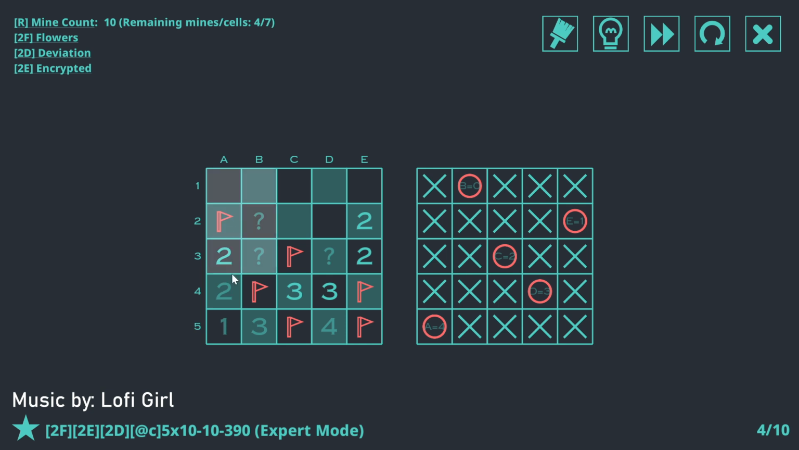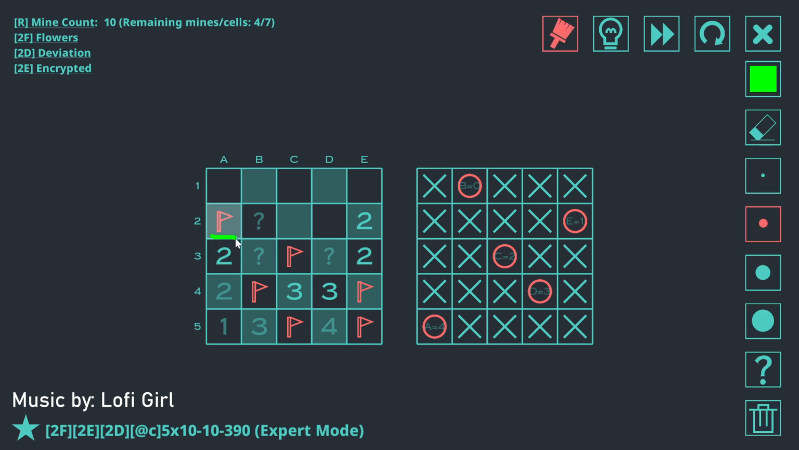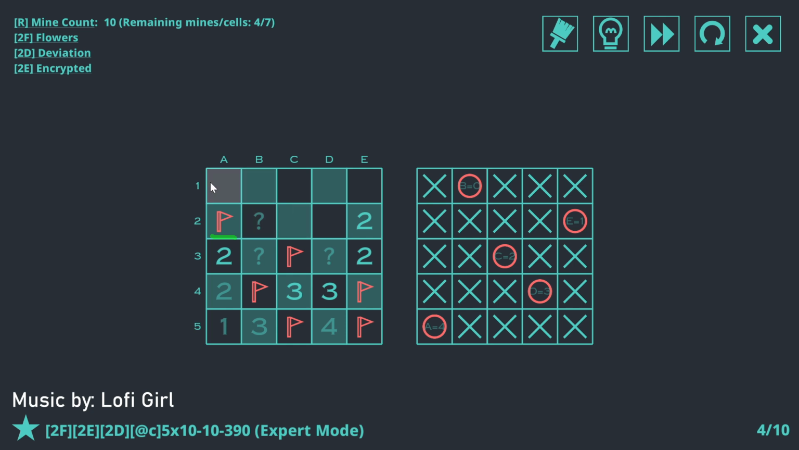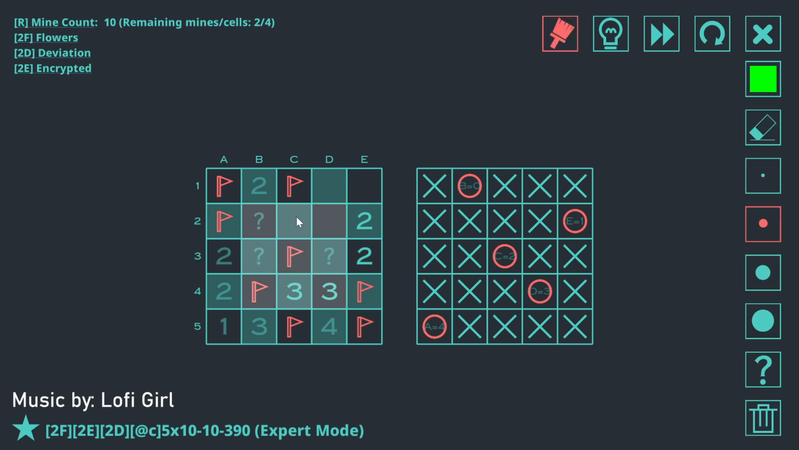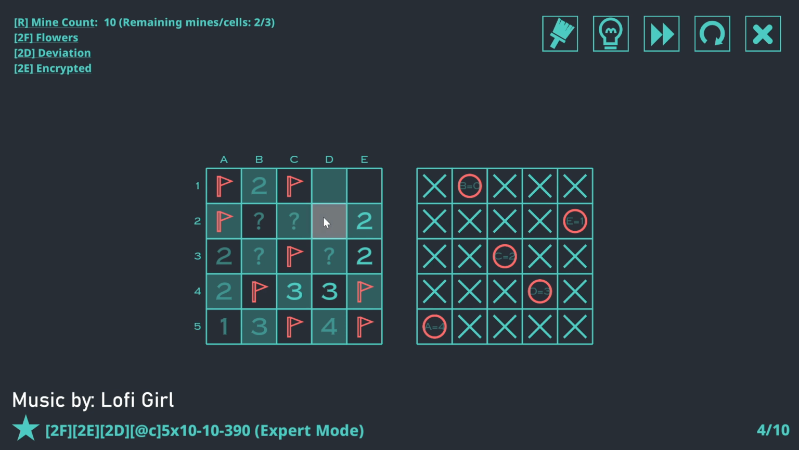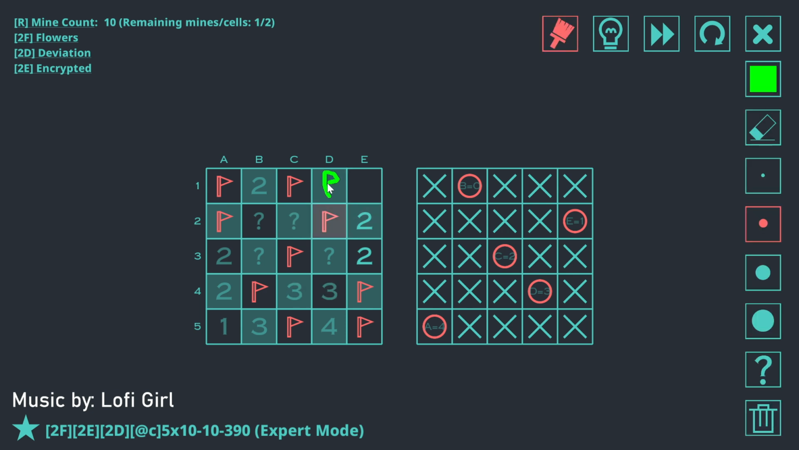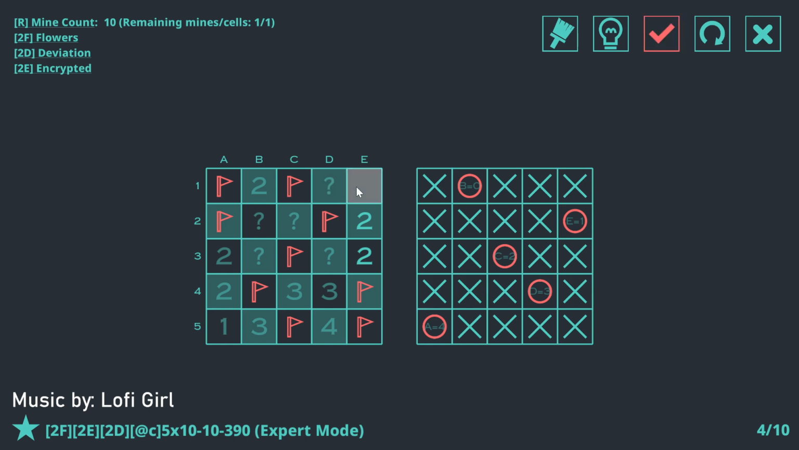And we can probably just do this with regular Minesweeper. This mine must have a mine next to it by flowers, so that is a mine which completes it. 2 means that's a mine. 3 means one of these is a mine, but this can't be a mine because more than that will break flowers. So that's a mine. Now this can't be a mine because that'll break flowers, and therefore this is a mine.